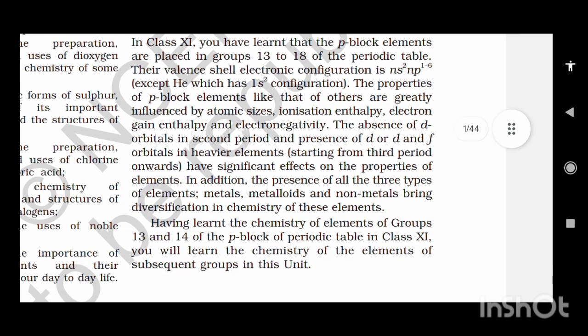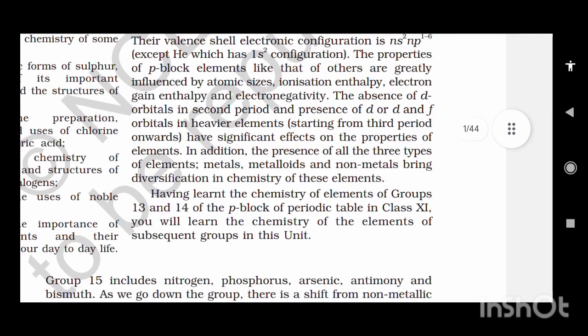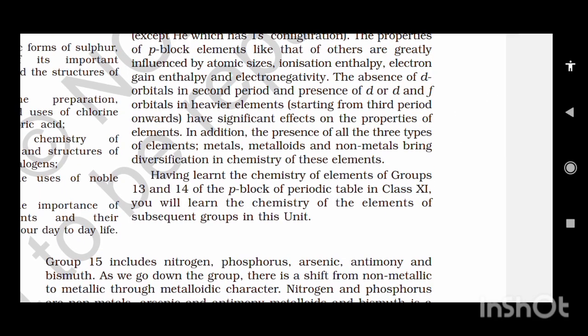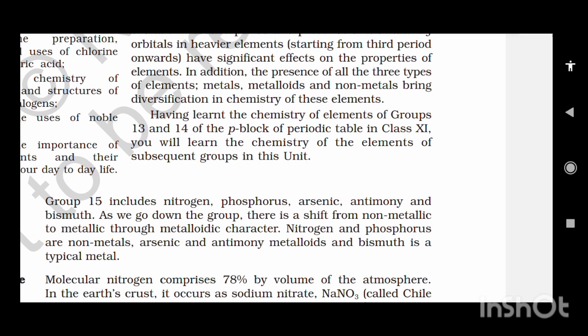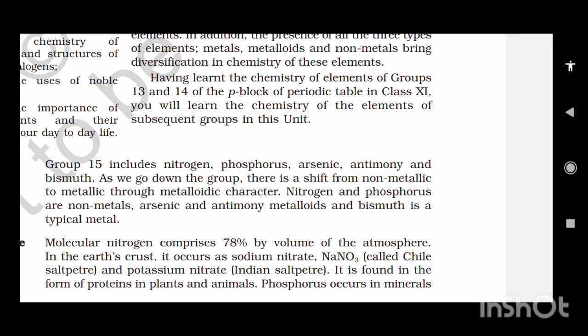The absence of the d orbitals in the second period and presence of d or d and f orbitals in heavier elements starting from the third period onwards have significant effects on the properties of the elements. In addition, the presence of all the three types of elements, metals, metalloids, and non-metals, brings diversification in the chemistry of these elements. Having learned the chemistry of elements of groups 13 and 14 of the p block of the periodic table in class 11th, you will learn the chemistry of the elements of subsequent groups in this unit.